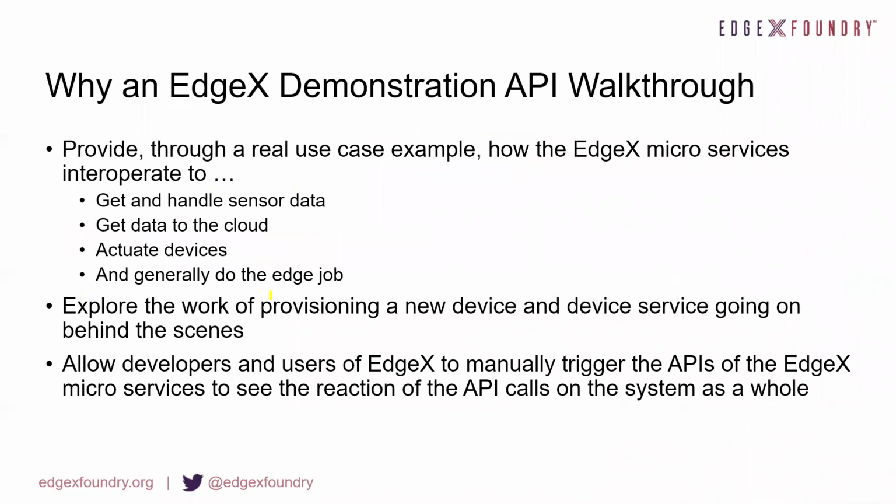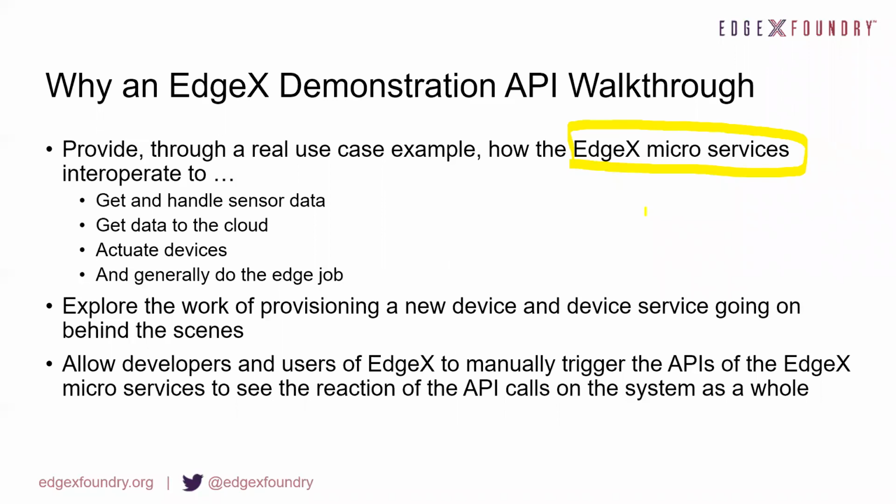With that, why do we have this demonstration API walkthrough? Well, as we were putting together EdgeX, it is a system that has many pieces to it. For those of you who are not yet familiar with EdgeX, there are several microservices that make up EdgeX. If you will, think about a dozen or so mini applications that all work together to provide this IoT platform. Because of that, it makes the system very flexible, but it can also lead to some complexity. Trying to understand how all the pieces fit together and work together to provide an IoT solution can sometimes be lost in the forest through all the trees.